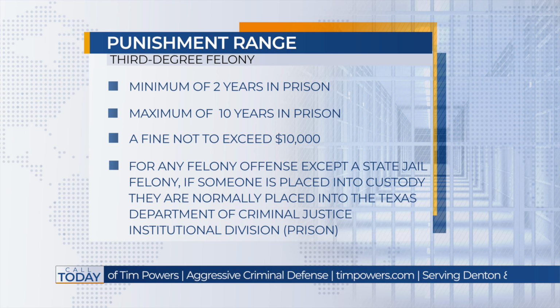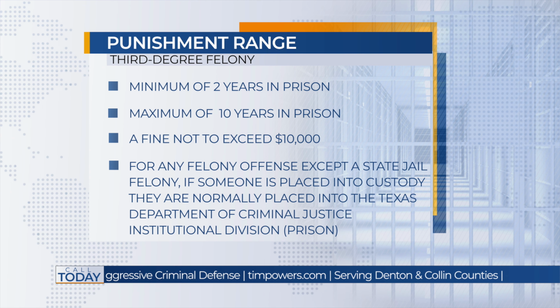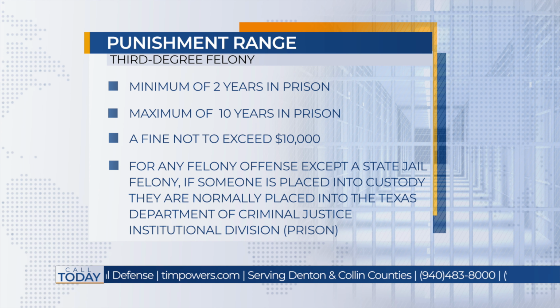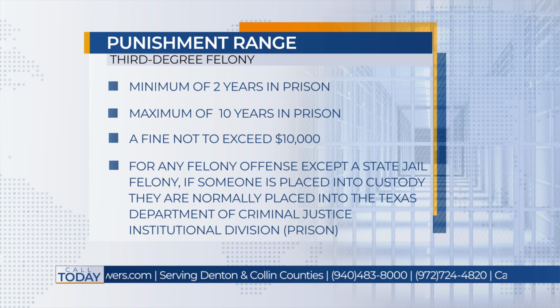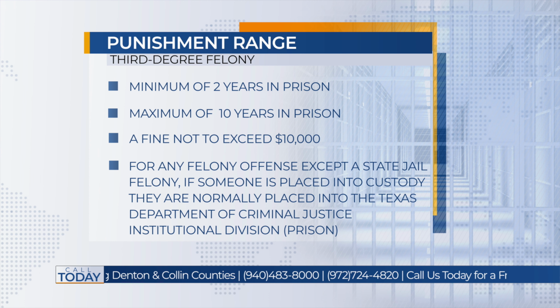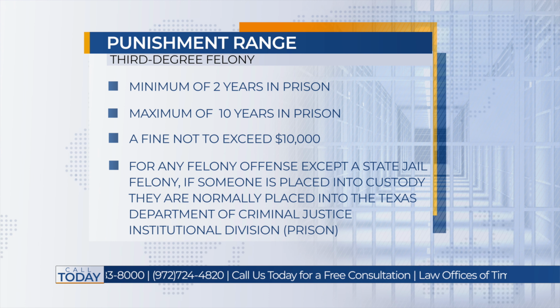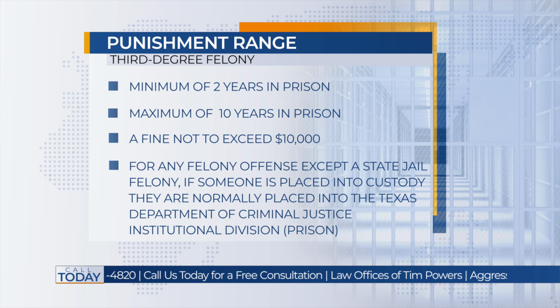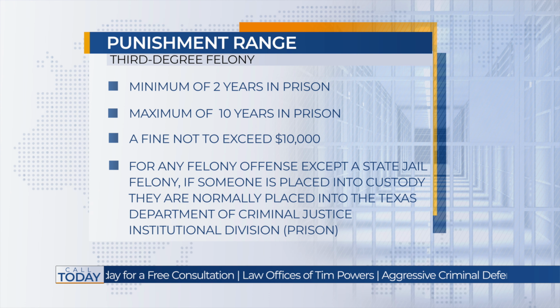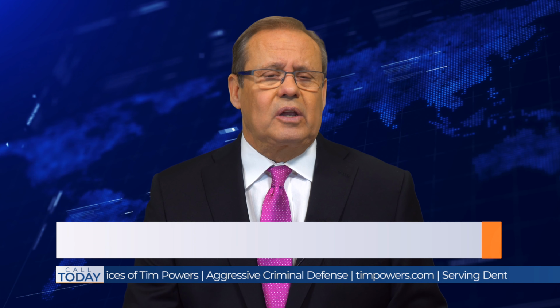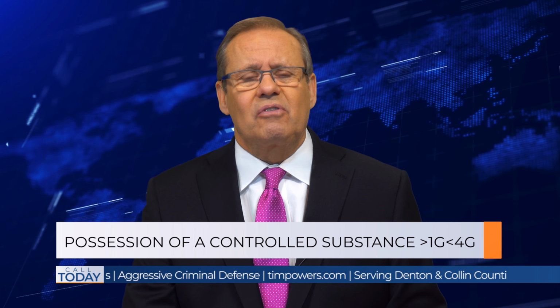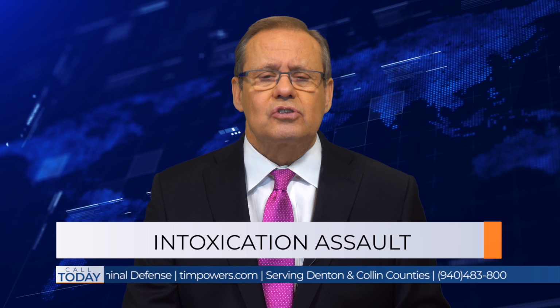The next highest level is what's called a third-degree felony. Third-degree felony has a punishment range of a minimum of 2, a maximum of 10 years in prison, and a fine not to exceed $10,000. For any felony offense except a state jail felony, if someone is placed into custody, they are normally placed into the Texas Department of Criminal Justice Institutional Division. That is a prison or penitentiary. Third-degree felony could be a possession of controlled substance between 1 and 4 grams. It could be a number of other offenses, such as intoxication assault.